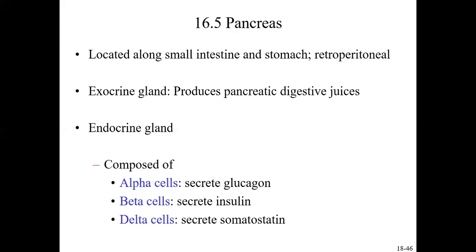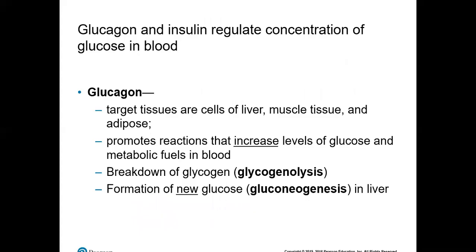And so there's 3 different cell types that we're going to find in the pancreas that help to produce different hormones. The first one is an alpha cell that produces something called glucagon. Beta cells, you've probably heard of insulin. Beta cells produce insulin, and delta cells produce something called somatostatin. So let's look at these three and take a look at them.